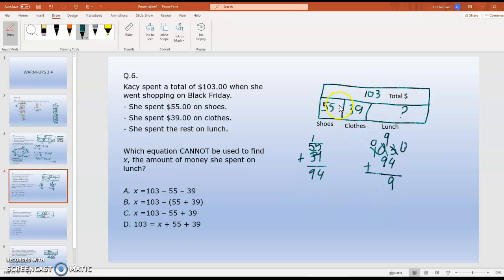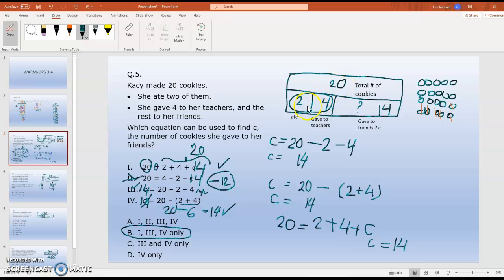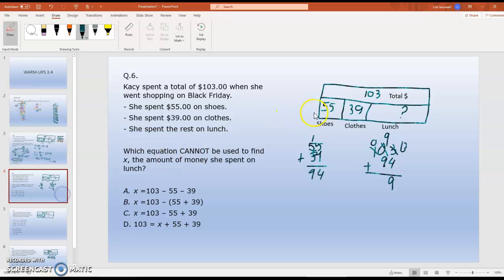Or another way, remember, we did this one. You can subtract 2 first, and then whatever you get, you subtract by 4. It's the same. You can subtract 103 by 55 and then subtract by 39. So this one is true, right? We want to find the ones that are false. And this one is exactly what this one is, right? 55 plus 39 is 94. And 103 minus 94 is 9. So this is also true.